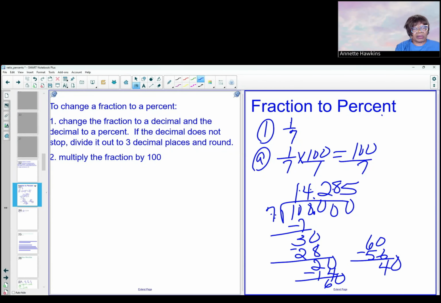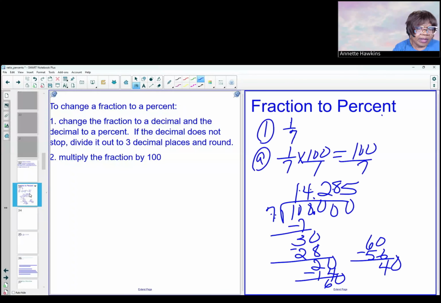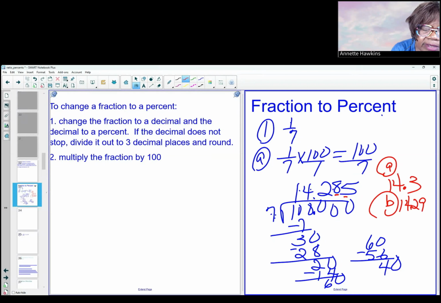So we take it out 3 decimal places, and then we can round it to the nearest hundredth, or we can round it to the nearest tenth. So if we round this to the nearest tenth, we would get 14.3. If we round this to the nearest hundredth, we get 14.29, because in each case, the number to the right is 5 or more.